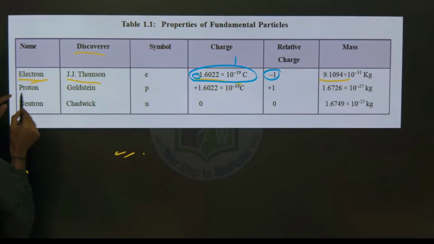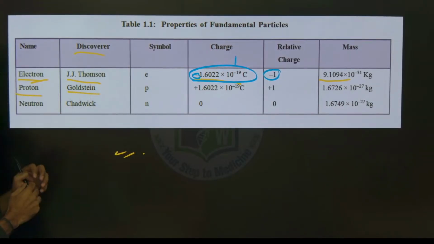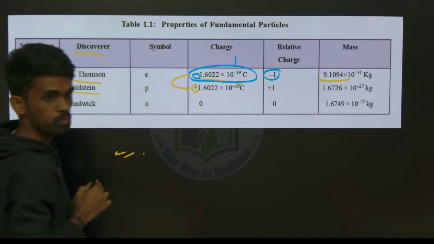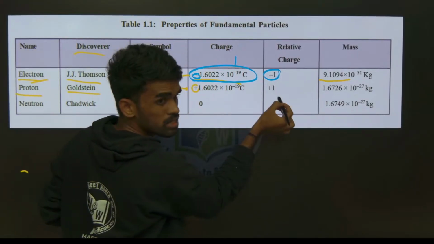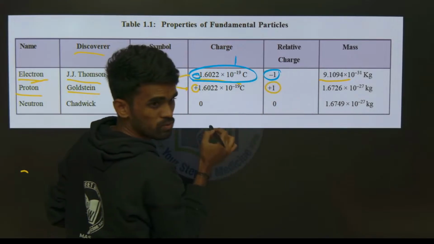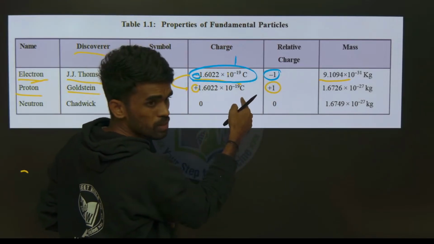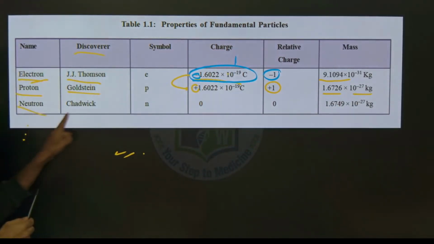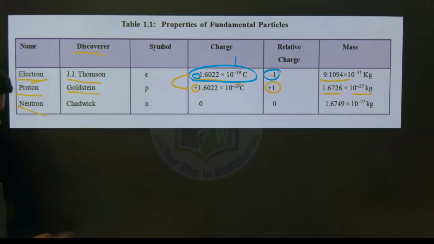Similarly, proton was discovered by Goldstein. Same value with a positive sign, so the relative charge I can say is plus 1. If this is minus 1, this should be plus 1. And this is the mass value I have given. And neutron is having this. Now just tell me this answer.